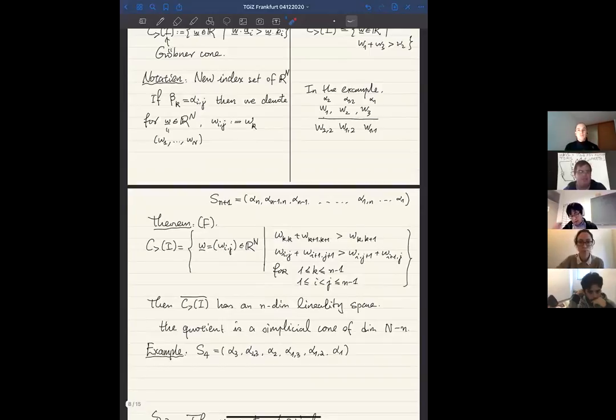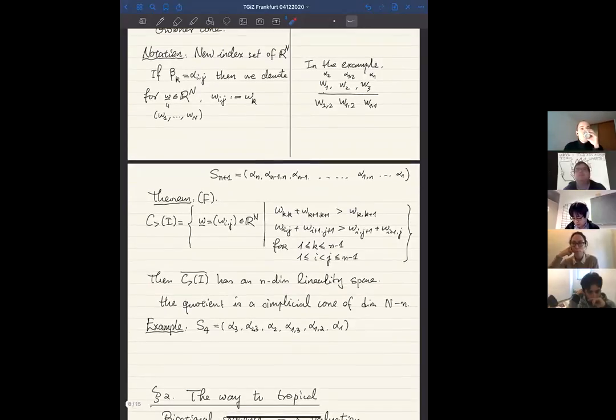And then if I look at this cone, this is an open cone. So usually you get an open cone, but if I close it, this cone will have an n-dimensional linearity space. And if I quotient, because I don't like linearity space, so I quotient out. After the quotient, I will get a simplicial cone of dimension n minus n, because there are only n minus n inequalities, if you count them. So this is quite standard.